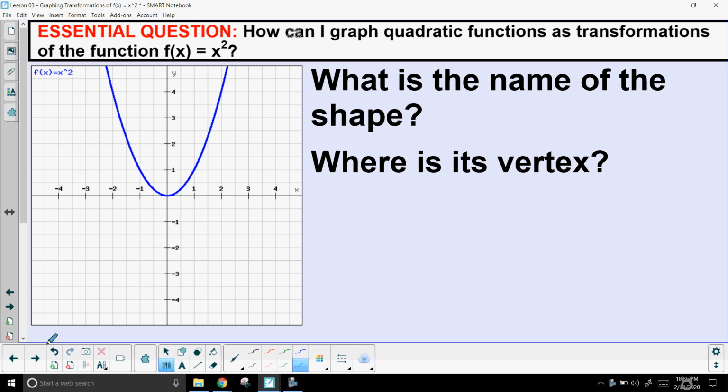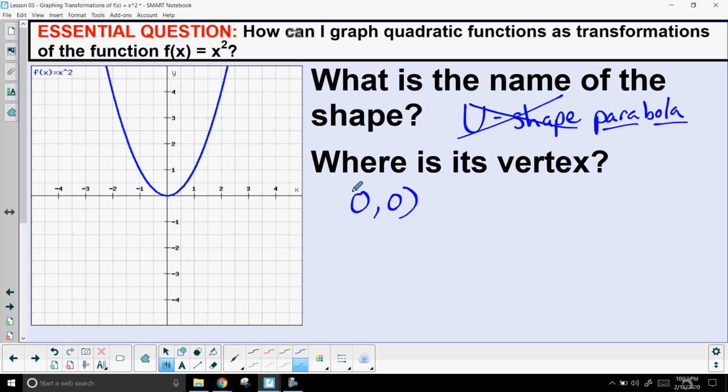Again, what is the name of this shape? This is not a U shape. Okay? Not a U shape. It's a parabola, or as we say, parabola. Where's the vertex? In class we discussed that it was (0, 0).